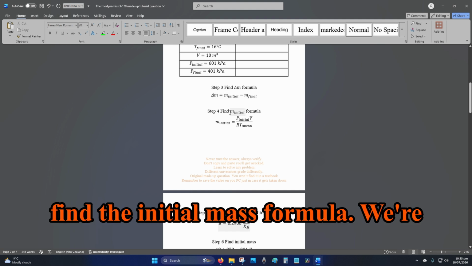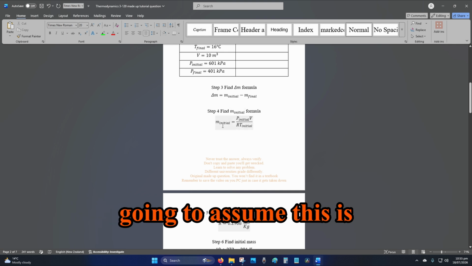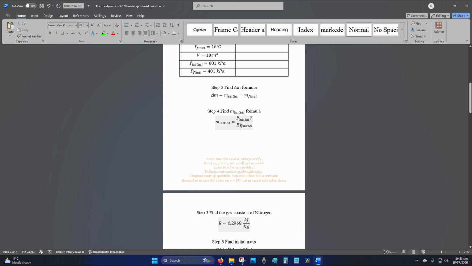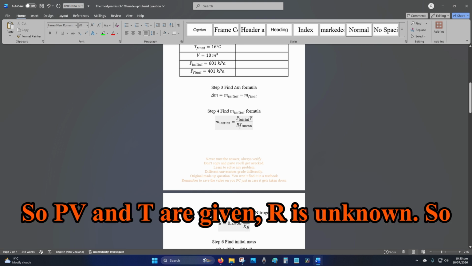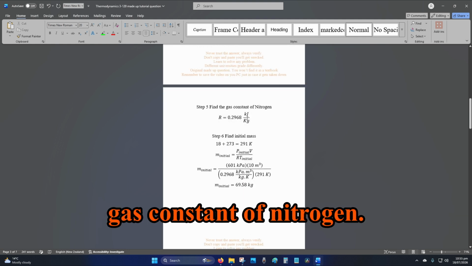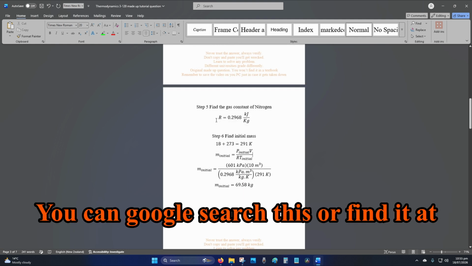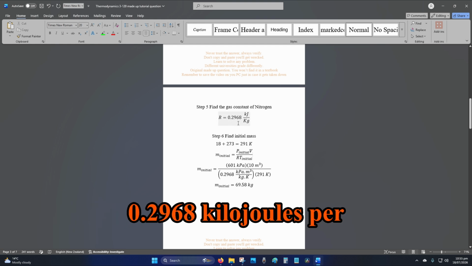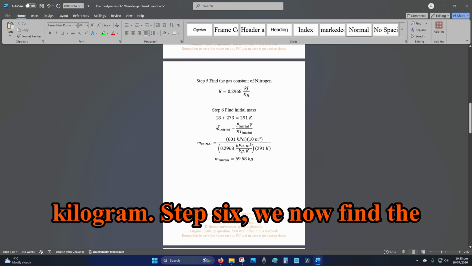Step 4, find the initial mass formula. We're going to assume this is ideal gas, so PV divided by RT. So P, V, and T are given. R is unknown. So step 5, find the gas constant of nitrogen. You can Google search this or find it at the back of your textbook, which is 0.2968 kilojoules per kilogram.